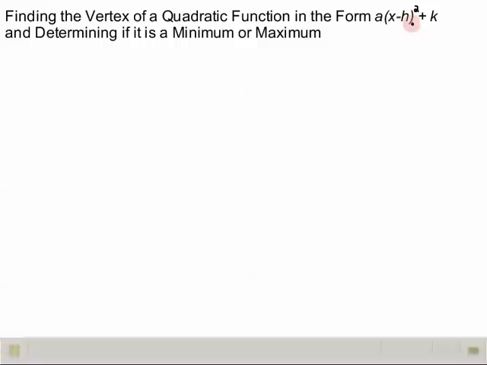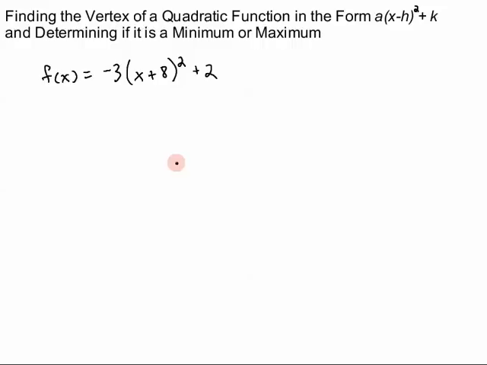Okay, so again, let's analyze the vertex now of a function in this form here and determine if it's a minimum or maximum. So let's take a function like this one and find its vertex and determine if it's a minimum or maximum. So let's observe a couple things. The vertex is the only point that does not have a symmetric point, so it's whatever makes this 0.